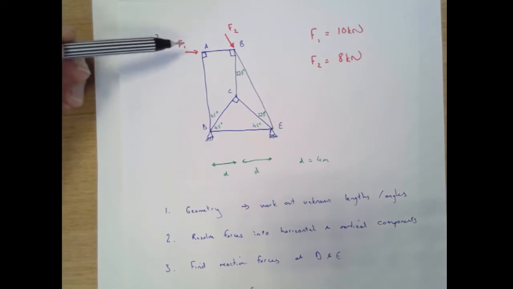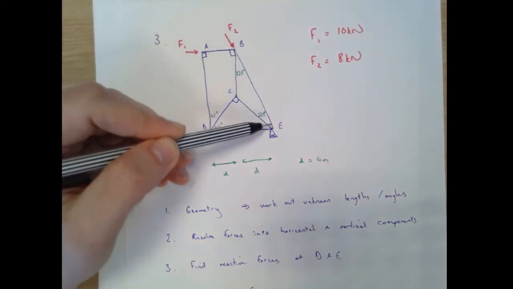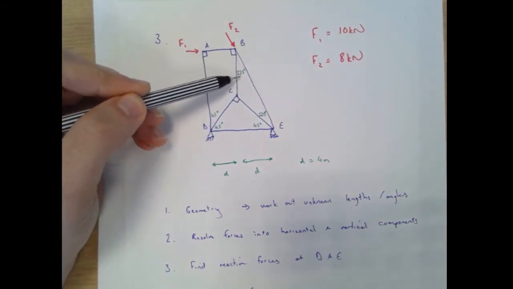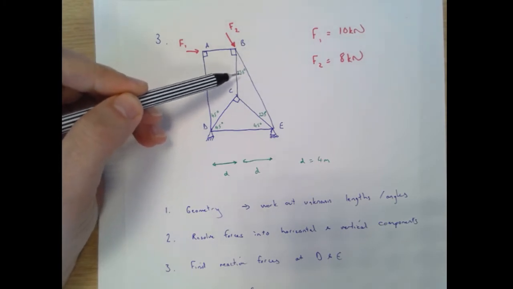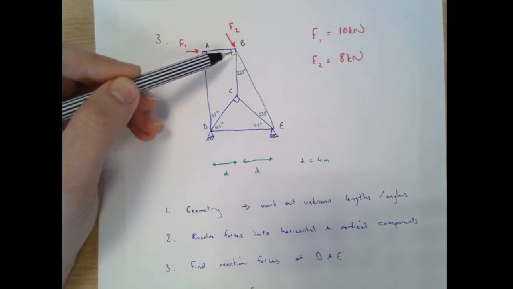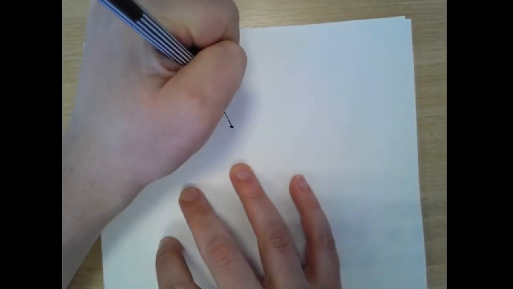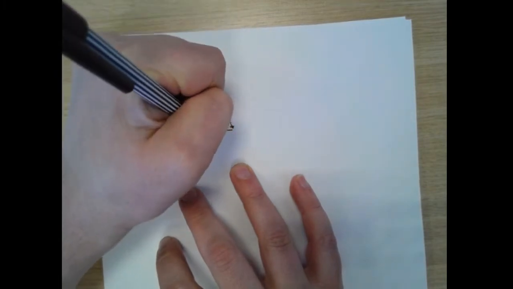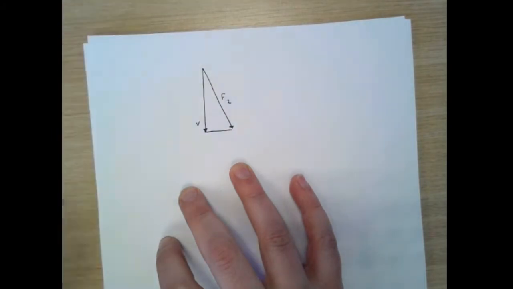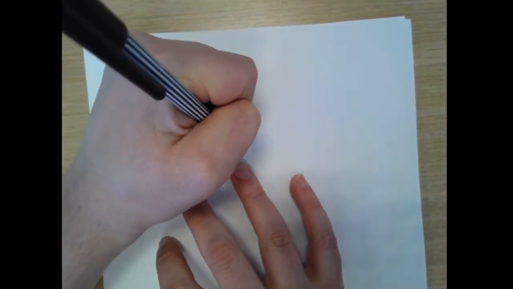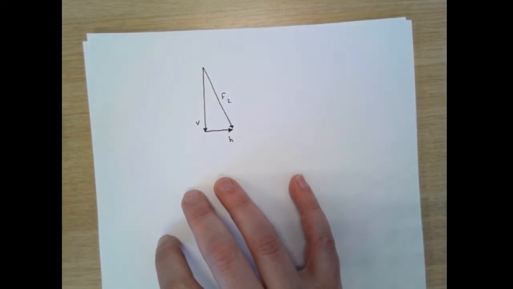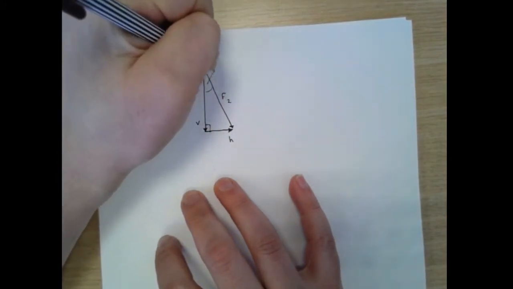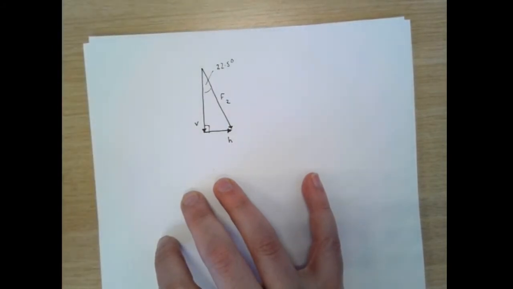F1, the force here, is purely horizontal already, so I don't need to worry about that. F2 is at an angle, and I guess it's at an angle of 22.5 degrees to the vertical, and it's down and to the right. So I'm just going to draw out that triangle. This is F2. This is the downwards component, I'll call it V, and this is the to the right component, which I'll call H, for vertical and horizontal. So the idea is we're going to break up F2 into vertical and horizontal components.